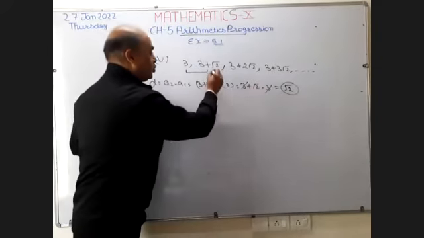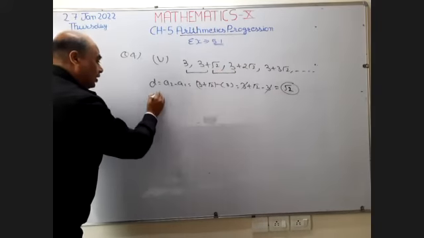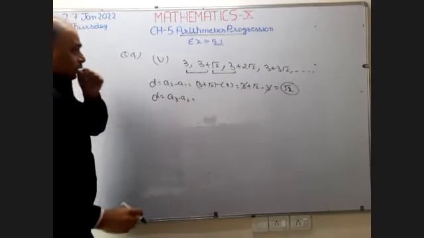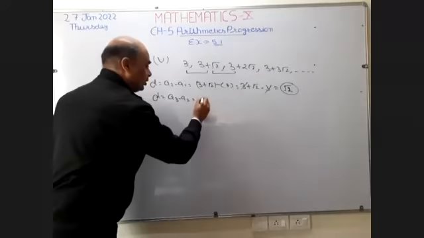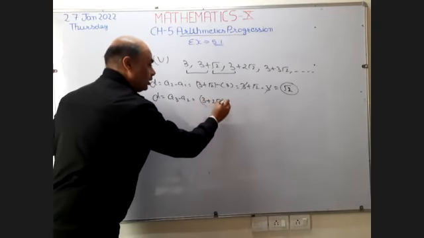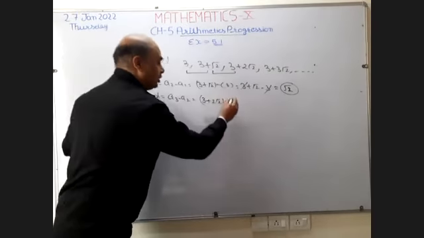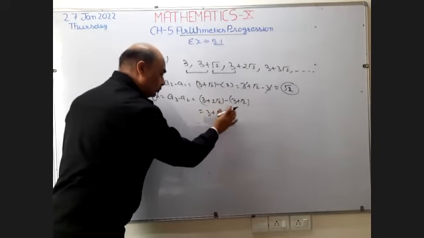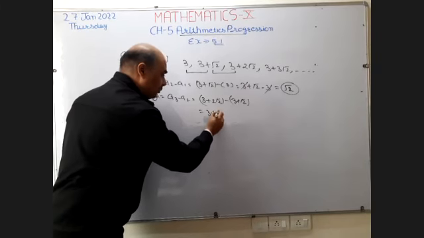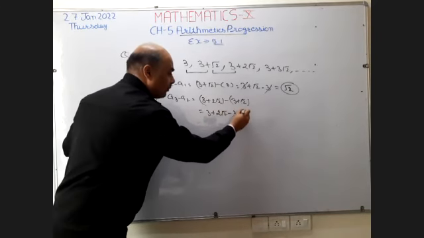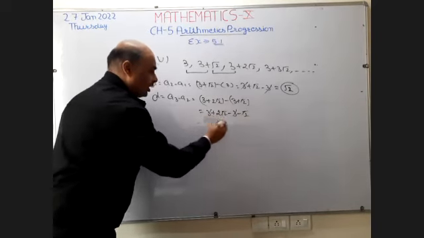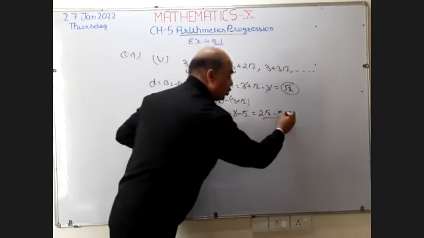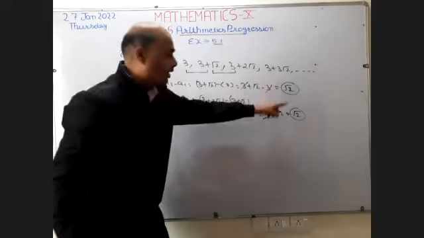Now I'm going to check the next two. In the next two, right here, third term minus second term: a3 minus a2. Now what is a3? 3 plus 2 root 2, minus a2. a2 is 3 plus root 2. Now open the bracket: 3 plus 2 root 2 minus 3 and minus root 2. Now this 3 is going to cancel. What is left? 2 root 2 minus root 2, which is going to be root 2. So the common difference becomes the same.